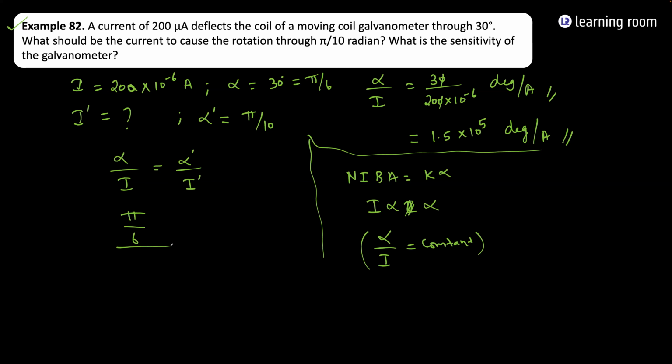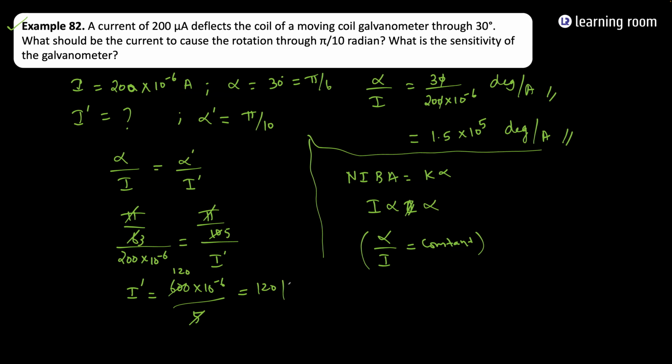So pi by 6, the whole divided by what is the value of I? 2 into 10 power minus 6 is equal to alpha dash divided by I dash. We need to find I dash. So pi will get cancelled. This will be 3 times, this will be 5 times. So I dash will be equal to, if you go to the other side, 600 into 10 power minus 6, the whole divided by 5. So cancel this, 120 times 10 power minus 6. So it is going to be 120 microampere.